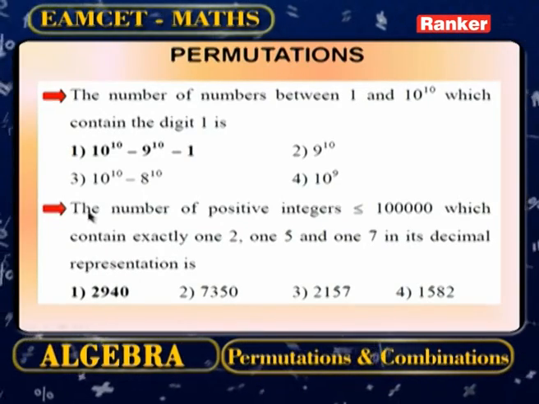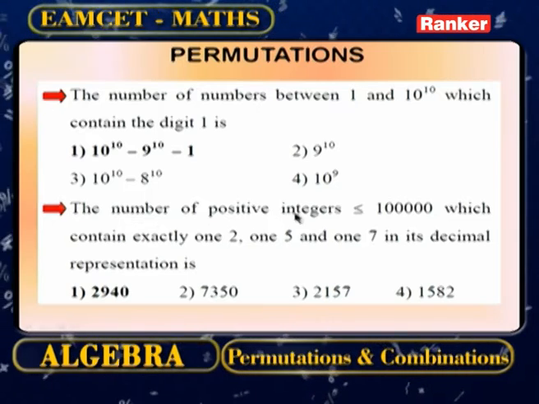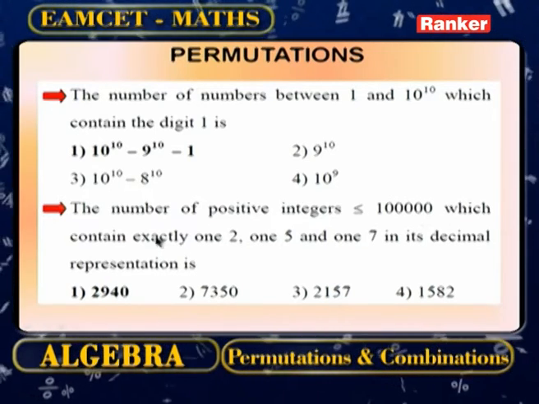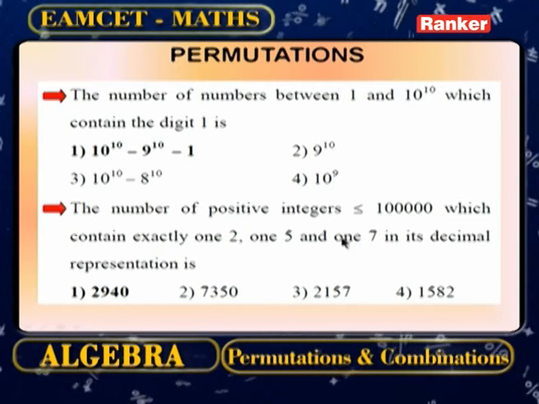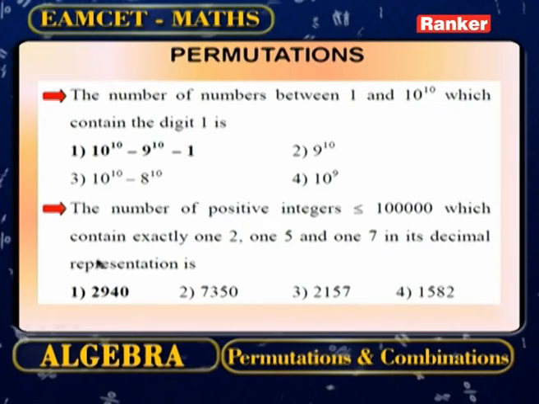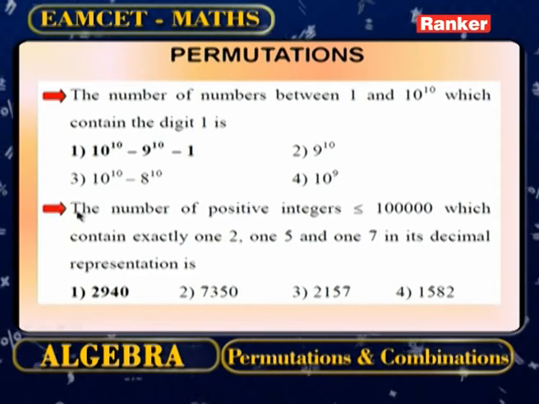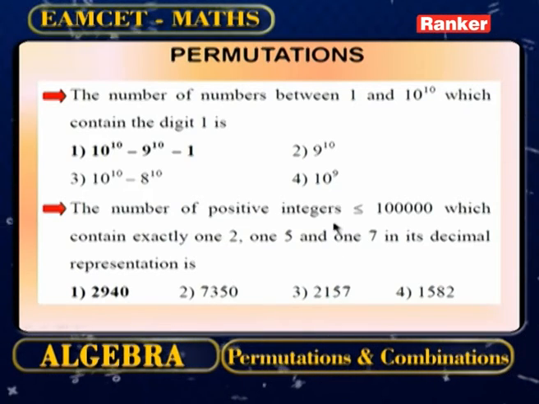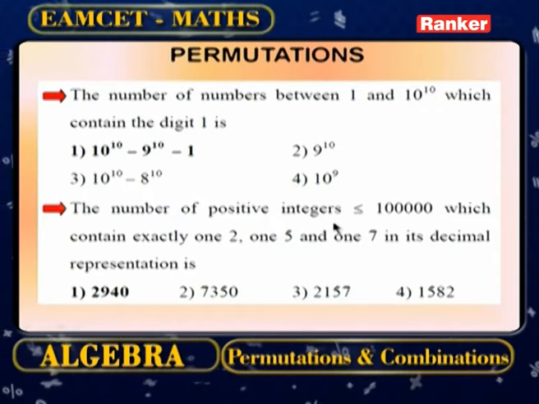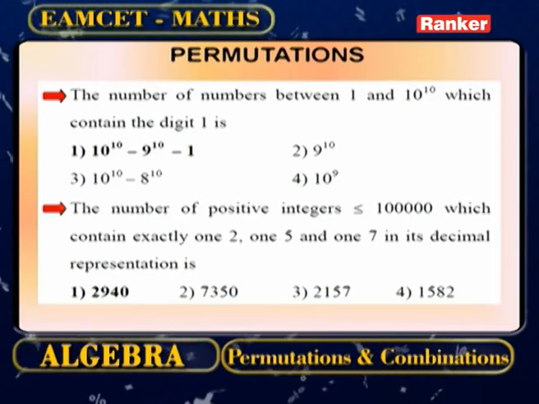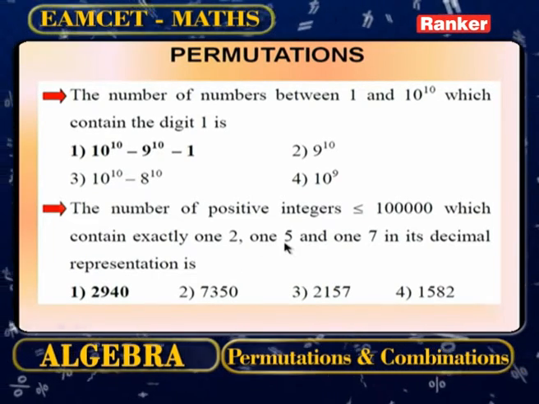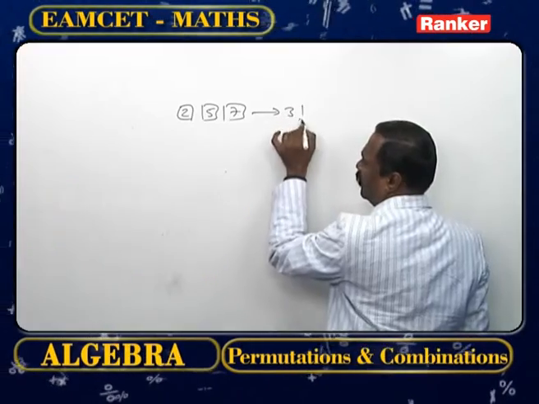You try this problem. The number of positive integers less than or equal to 1 lakh, which contain exactly 1, 2, 1, 5 and 1, 7 in its decimal representation. 1, 2 must be there, 1, 5 must be there, 1, 7 must be there. That means it must start with the 3-digit number. It can be done in 3 factorial different ways.